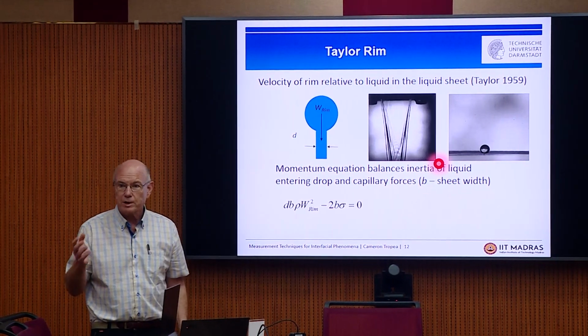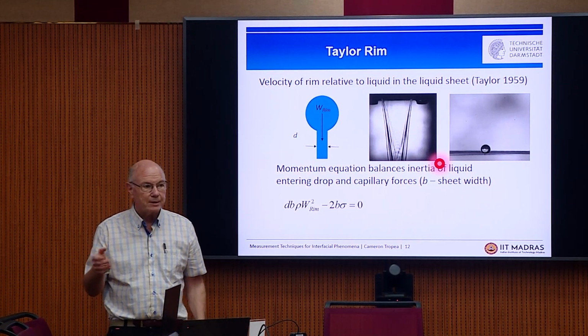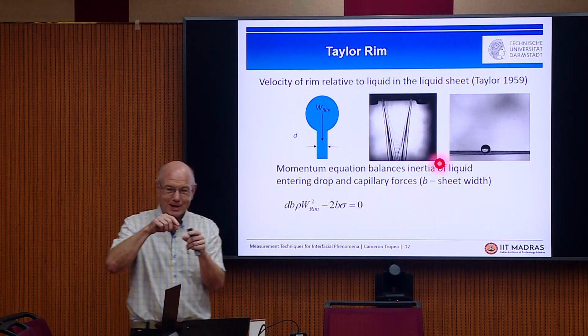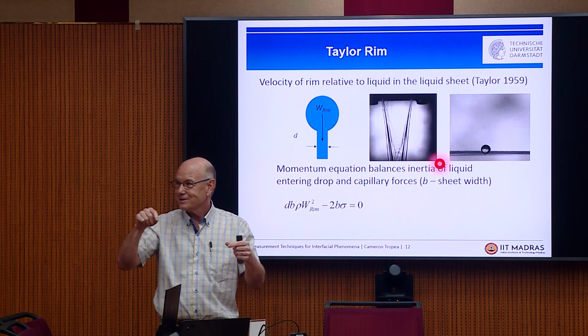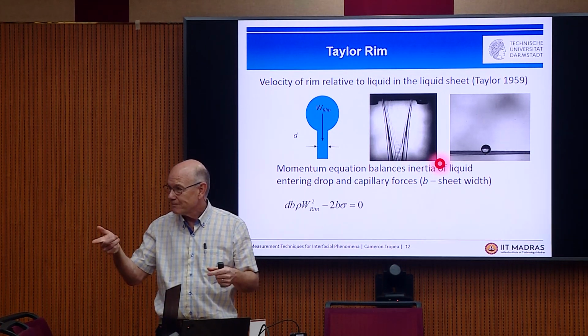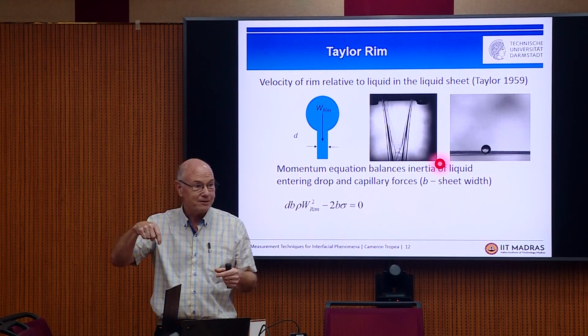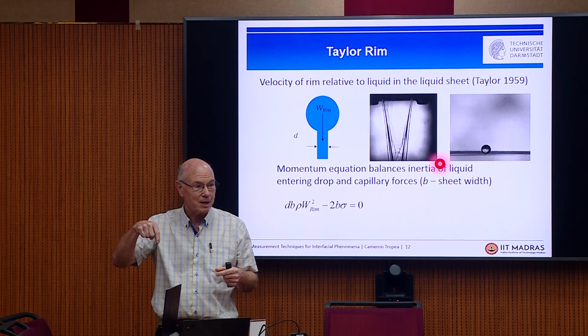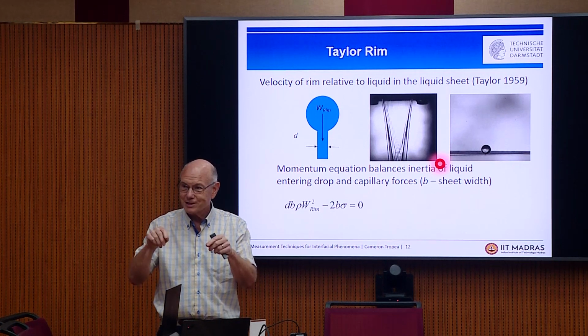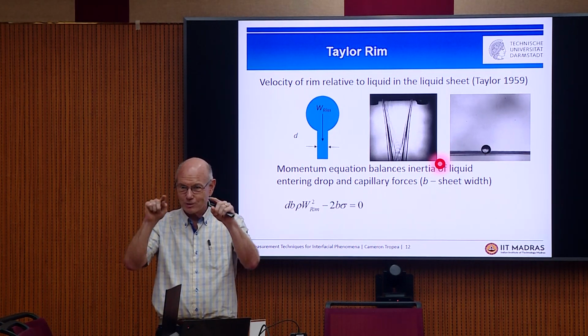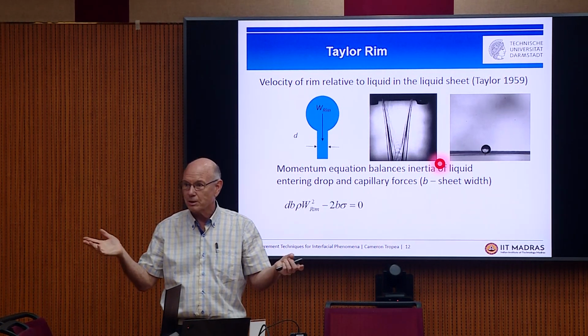And the question is, where do these rims come from? It's clear you can't have a sheet with a 90-degree edge, because the curvature would be very, very small. The pressure would be infinite inside according to the Young-Laplace equation. So you can't have that. You have to have a rounded edge. And the question is, is it rounded like this, or does it bulge out? And clearly it bulges out.